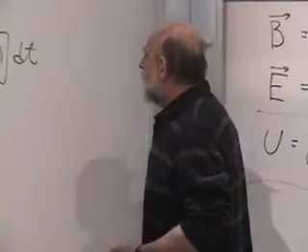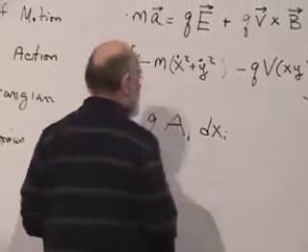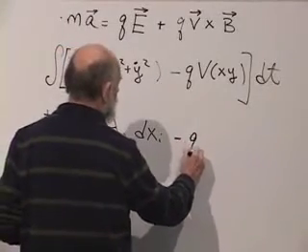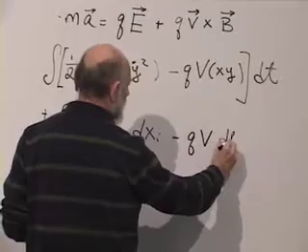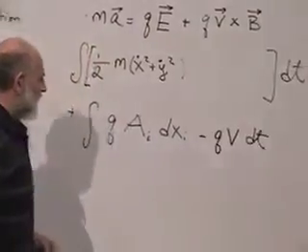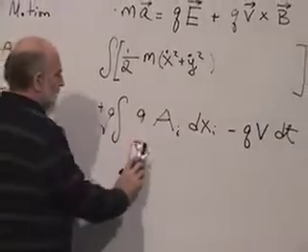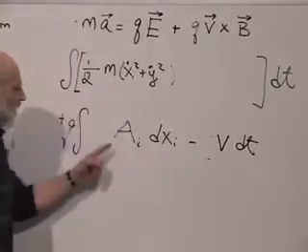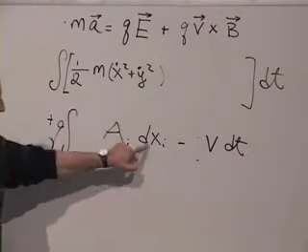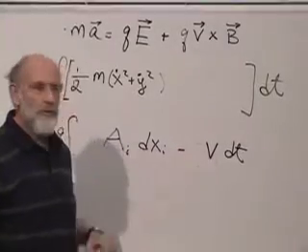Now, just to show you some of the symmetry of this formula, let me take this term and put it over here and write it as minus q v dt. Let's remove it from here. This is kind of interesting. Q comes out. Q goes along with all of the terms. What do we have here? For each direction of space, we have an a sub I times a dx sub I, and then for the time component, we have a v times dt.